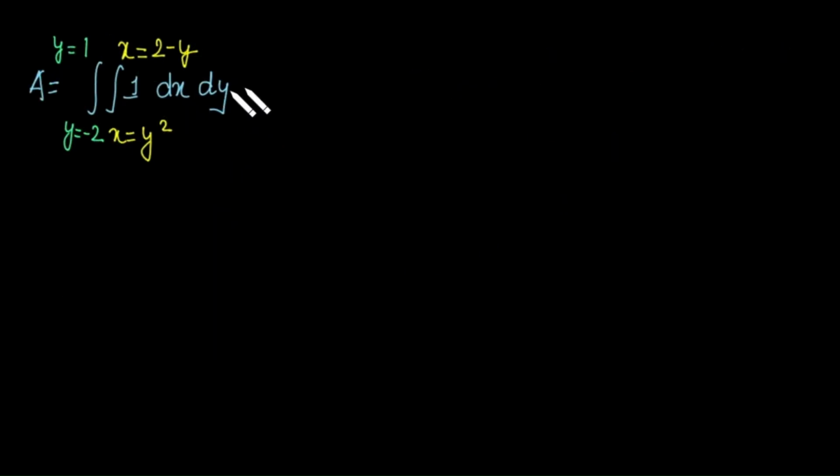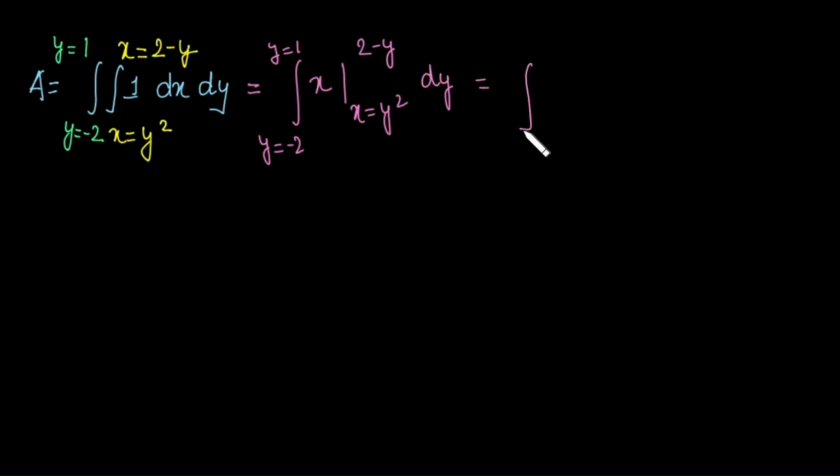Now evaluate this one with respect to first x, then with respect to y. With respect to x, integration of 1 is x. Limits of x is y square to 2 minus y, and the outer integral limit as it is for the y, and here dy as it is. This is equal to this integral as it is. Substitute upper limit, this is 2 minus y minus lower limit, that is y square dy.